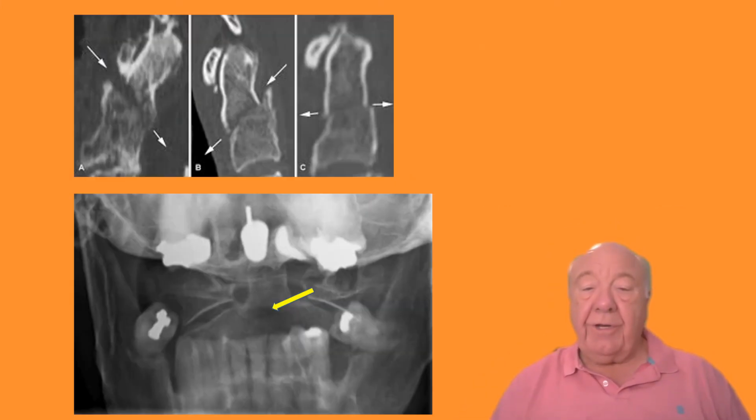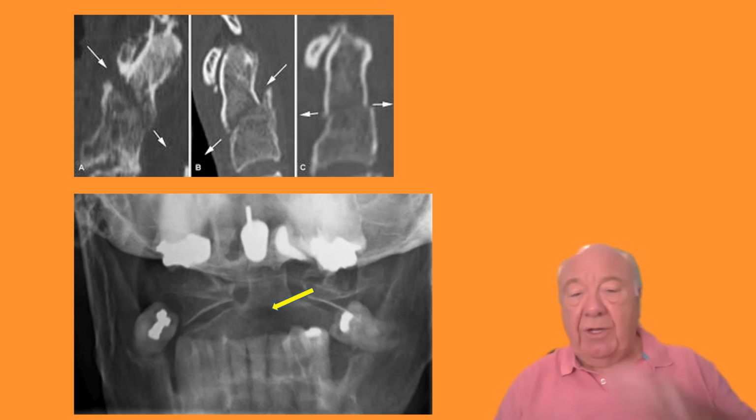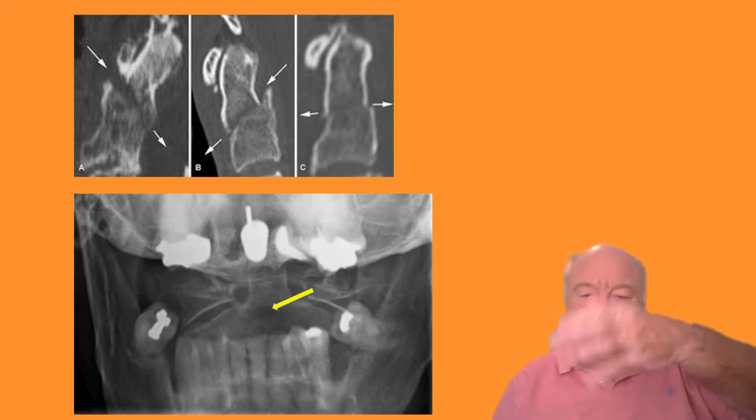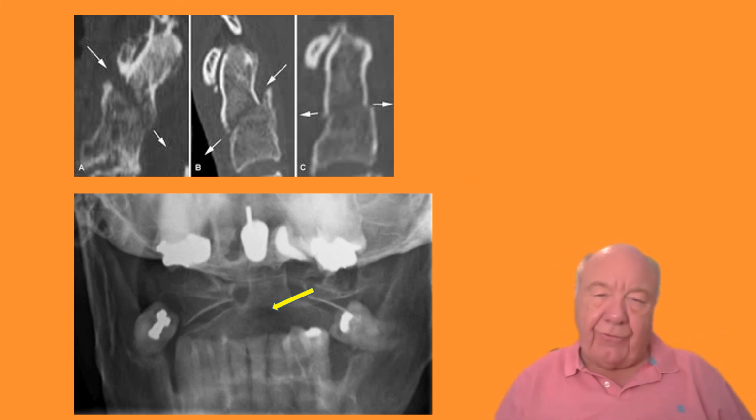So these are X-rays of a dens fracture, and there are three types. One knocks part of the tip off, one goes through the neck or the base of the dens, and the other one actually goes through the body. Of the three, the one going through the neck is, I believe, the least stable of them.